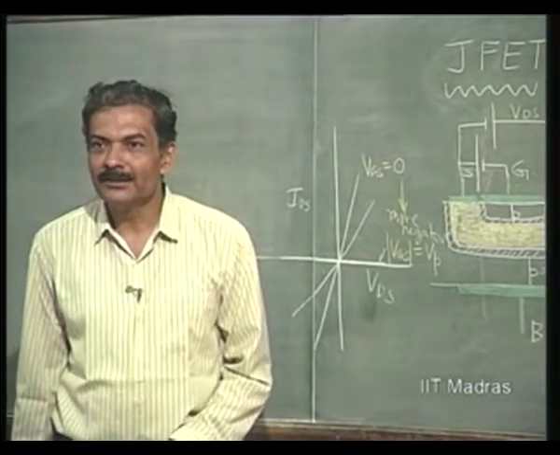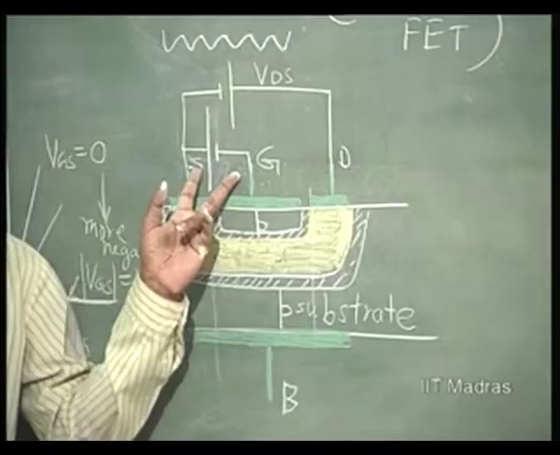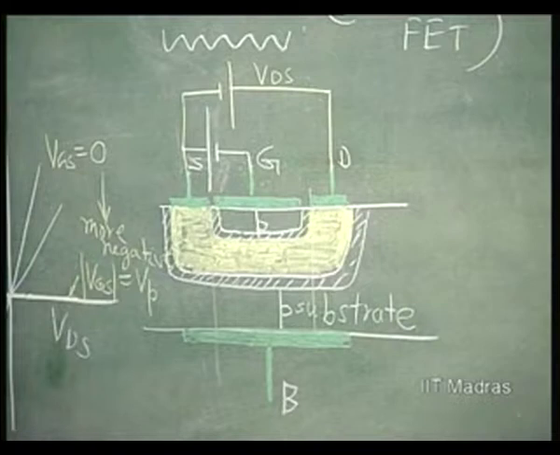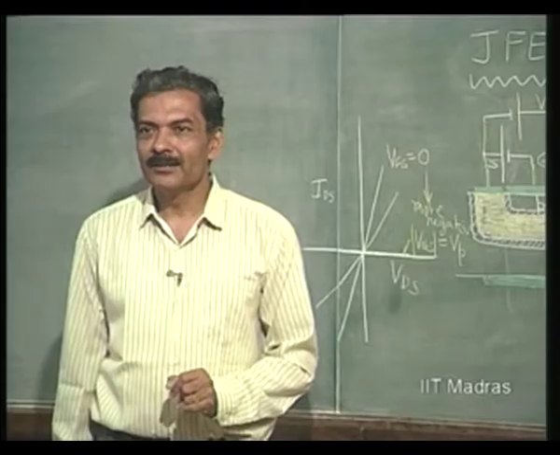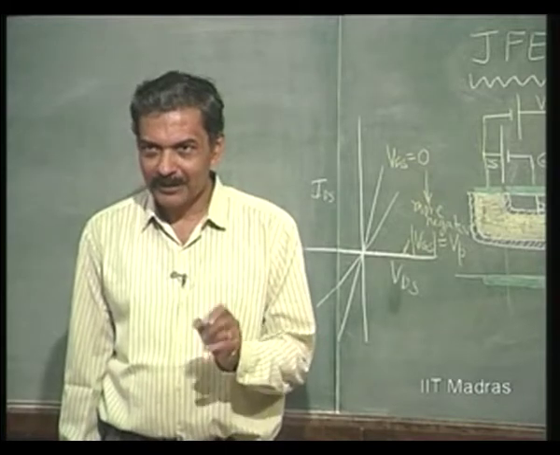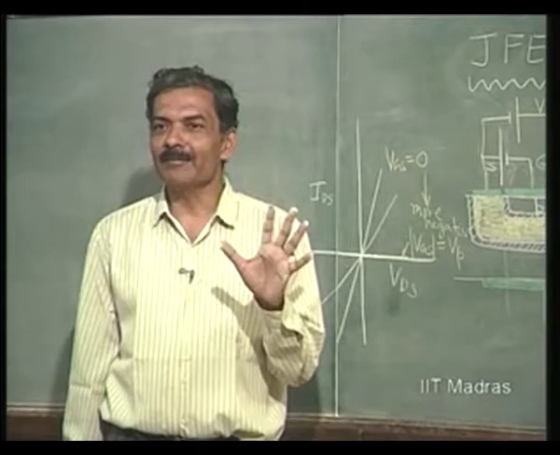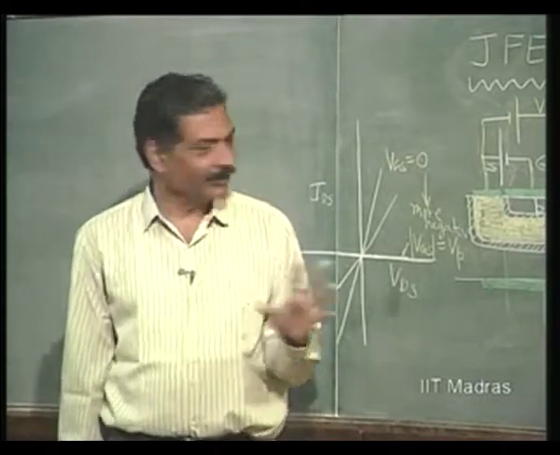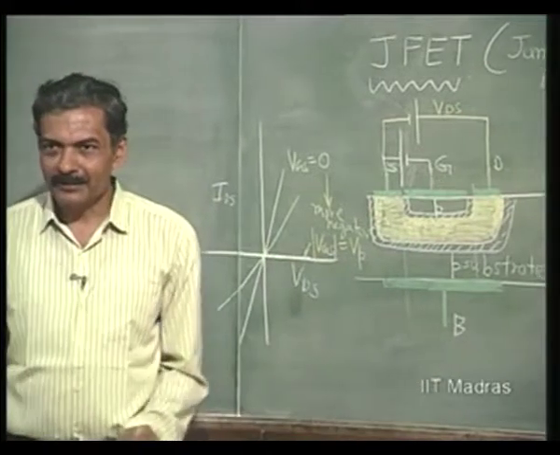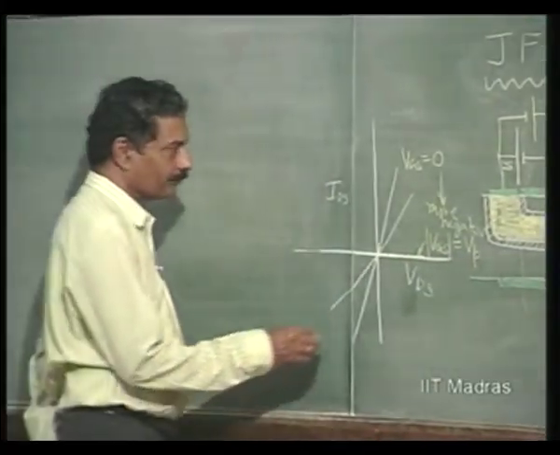Minus 2. If VGS is minus 2 volts, what is the value of VDS at which pinch off occurs? Plus 1 volt, right, because pinch off voltage essentially remains the same, it is 3 volts. Whether it is getting distributed between VGS and VDS is your affair. So, let us now see.